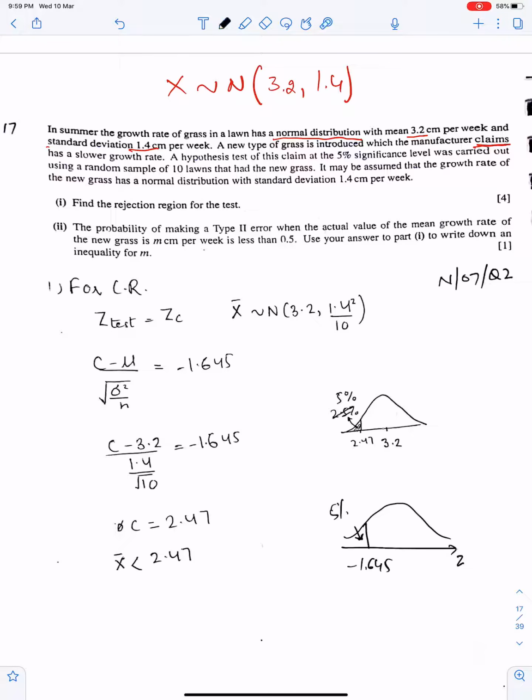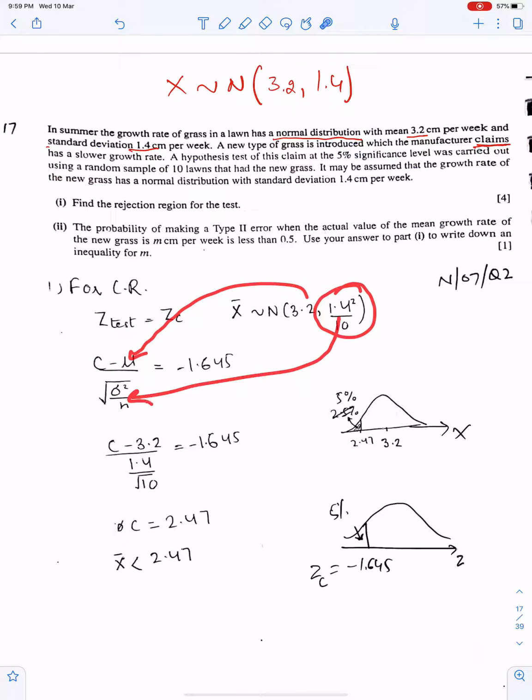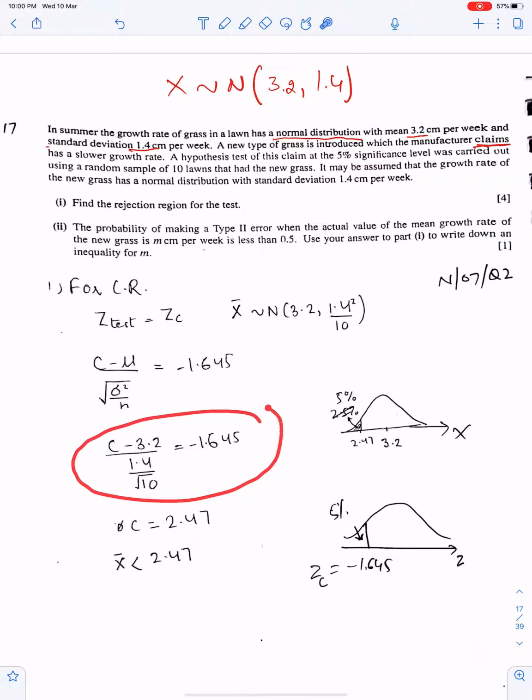And this is the graph of X. Well, you need C. You need this number. This is C. So you just need to write Z test is equal to Z C. Z C means Z critical. So Z test is equal to Z critical when you reject H naught. So (C minus mu) over the square root of sigma squared over n. When you solve this, you have mu, it's 3.2, and when you solve this equation, you will get the critical region, which is 2.47.